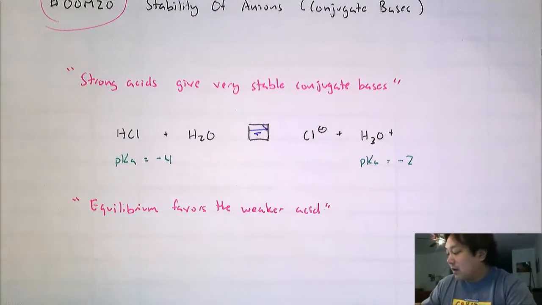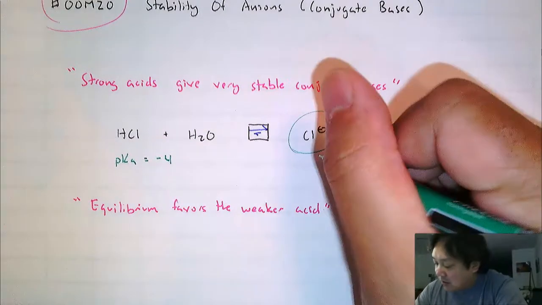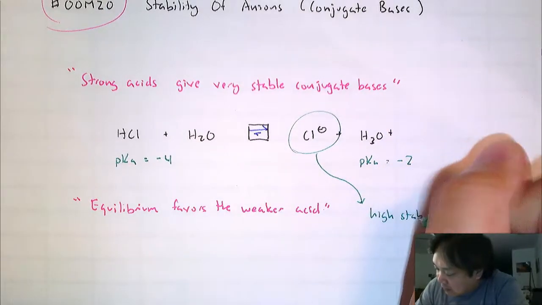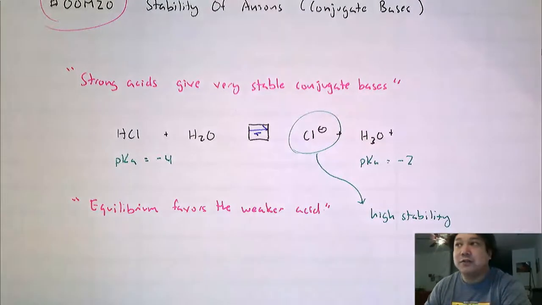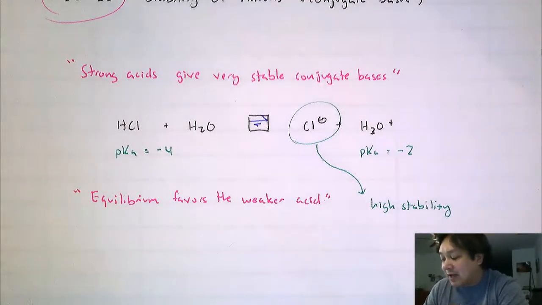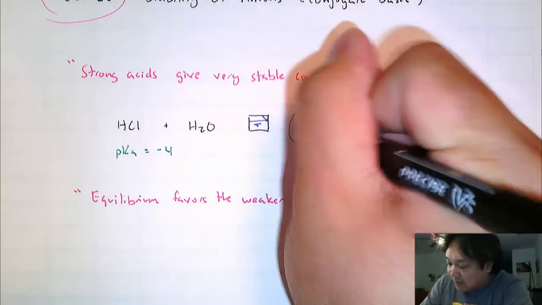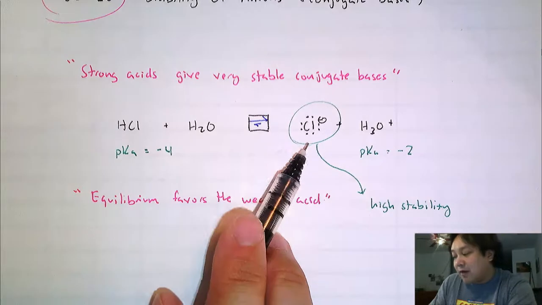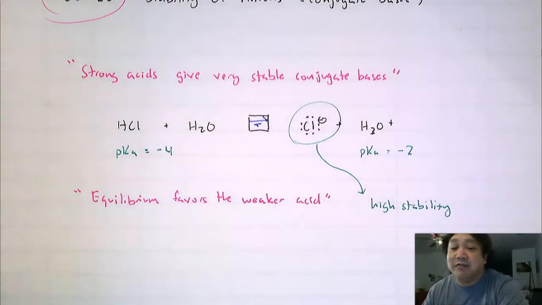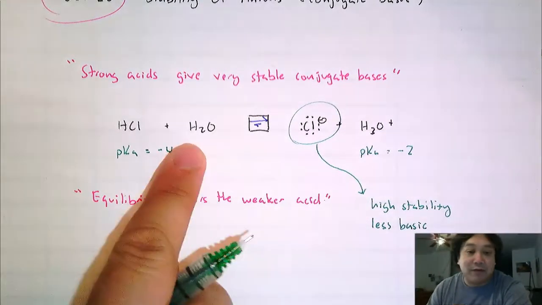Okay, but what does this imply? This implies that this anion right here, since we're favoring the products, we can assume has high stability. When you run a reaction, the reaction goes towards typically the more stable side, and we're going to say that that is more stable. And then the other thing is that if that anion is very stable, I'm going to draw the lone pairs, then that ion is less likely to grab a hydrogen and go back to the other side. So more stability, less reactivity. And we could even say now that this is less basic than, for instance, water, the other base in this reaction.